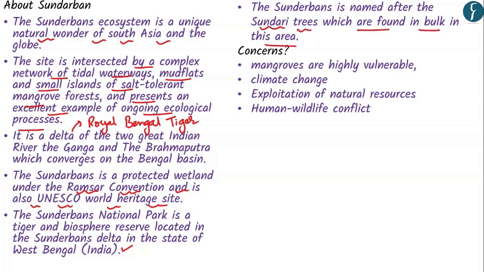Now there are some concerns for this area as well. Small coastal patches of mangrove forests are highly vulnerable, and fragmentation of the ecosystem is creating barriers to species movement and dispersal. It is also vulnerable to climate change.